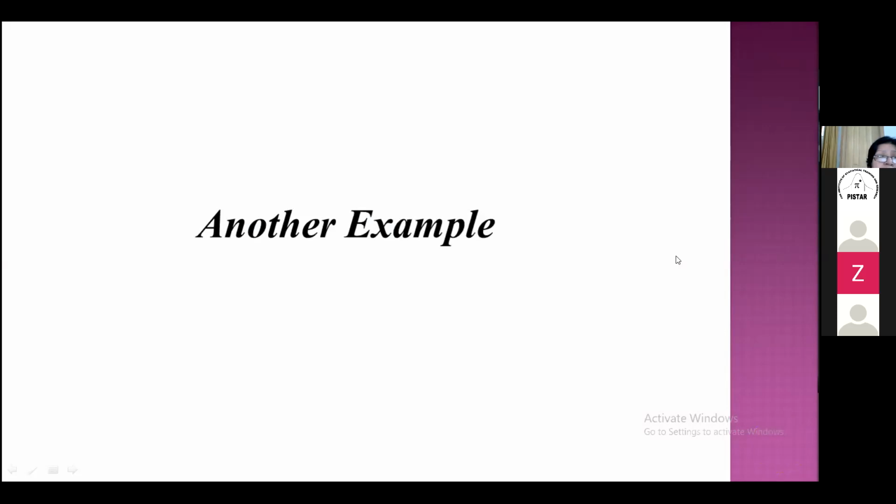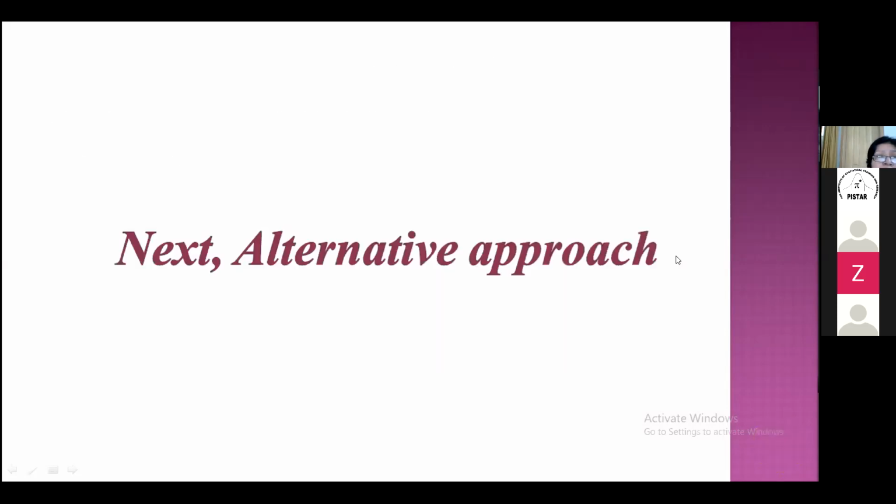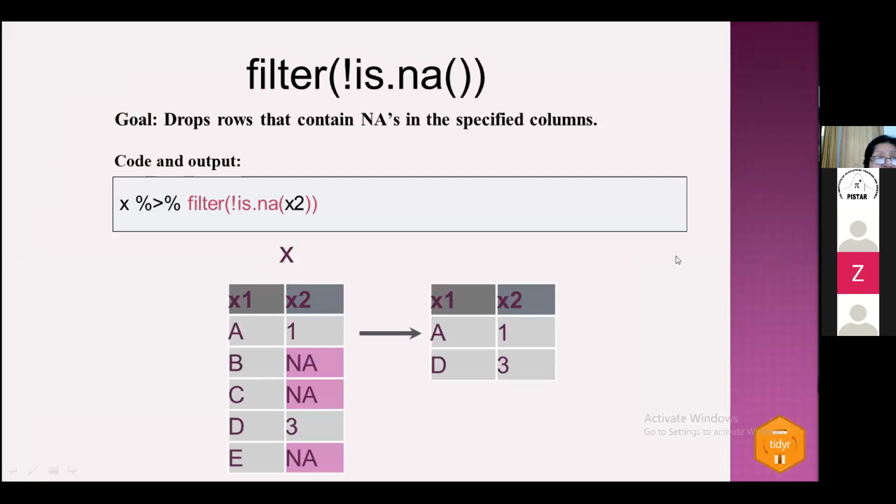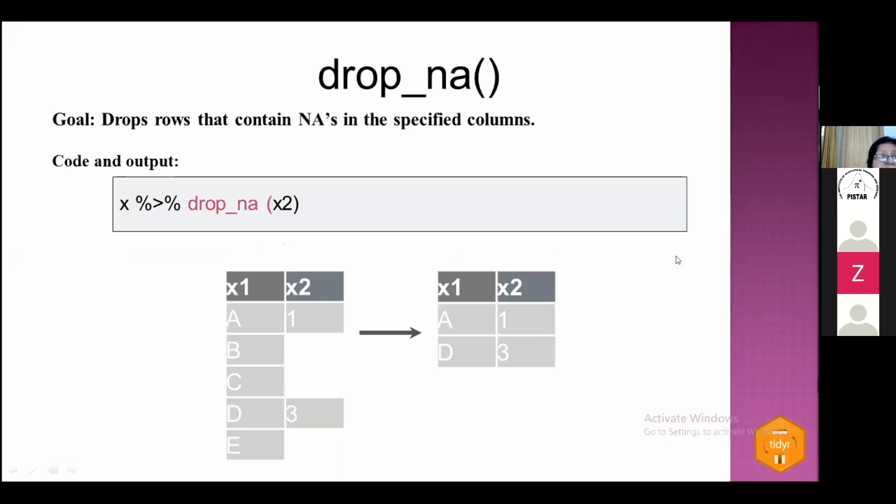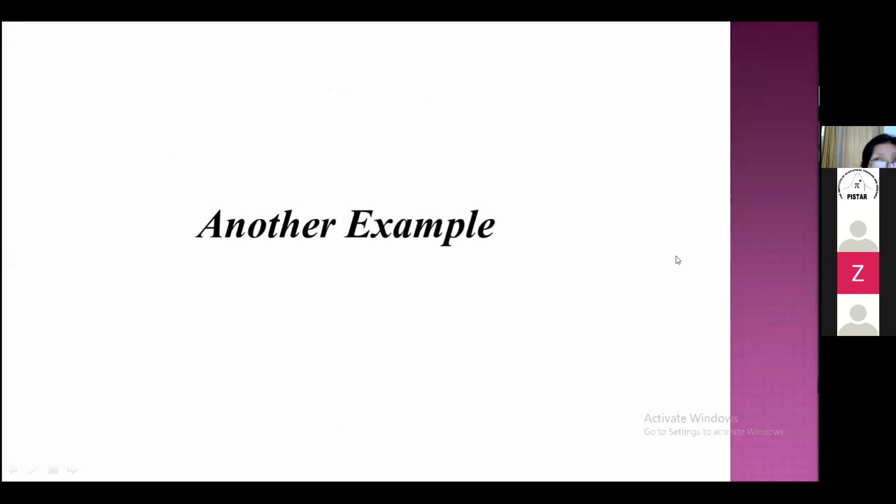So you were talking about these three, if I can repeat. The first one is filter, exclamation mark, is.na. And the second one is drop_na. And now, yes, please proceed.